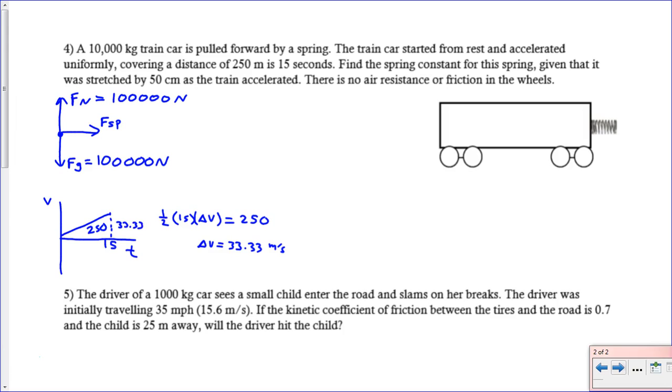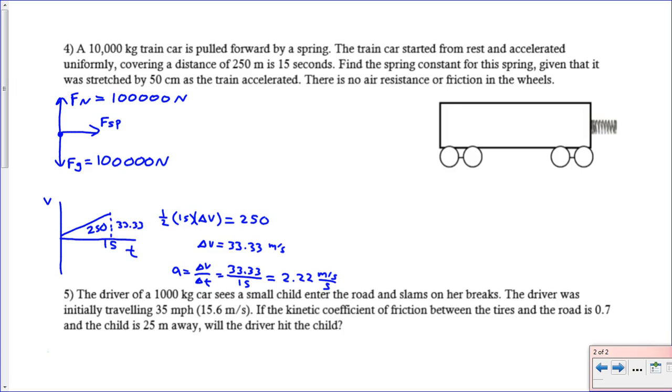All right, and then what we can do is we know that acceleration equals our change in velocity over change in time, which equals 33.33 over our change in time, which is 15. And you calculate that, and you get for your acceleration 2.22 meters per second squared.